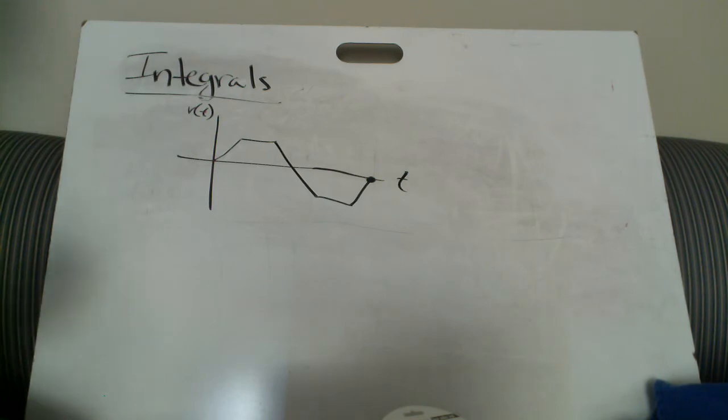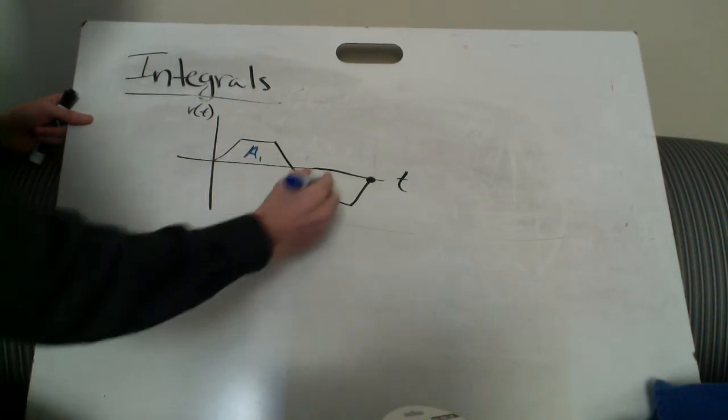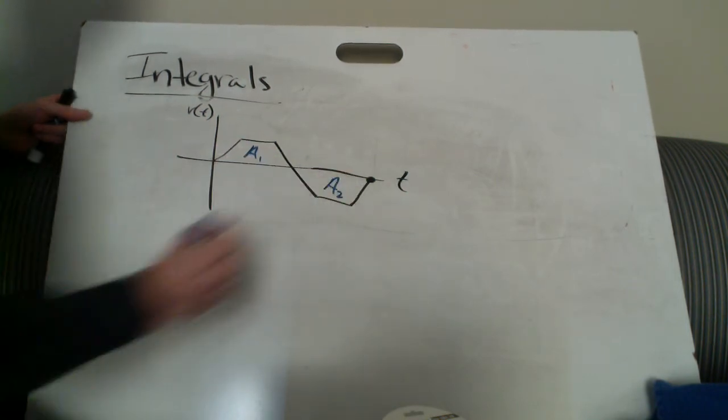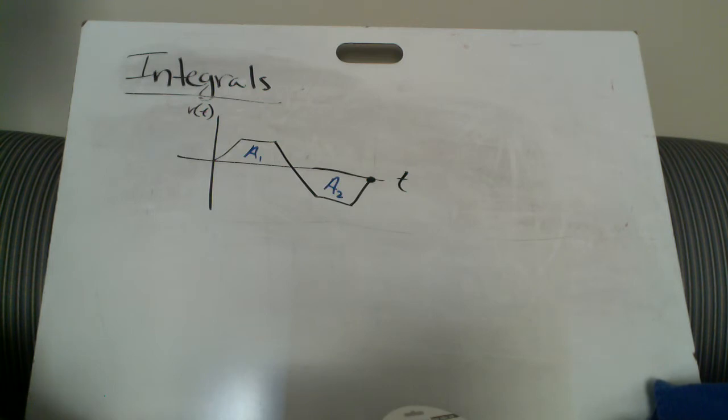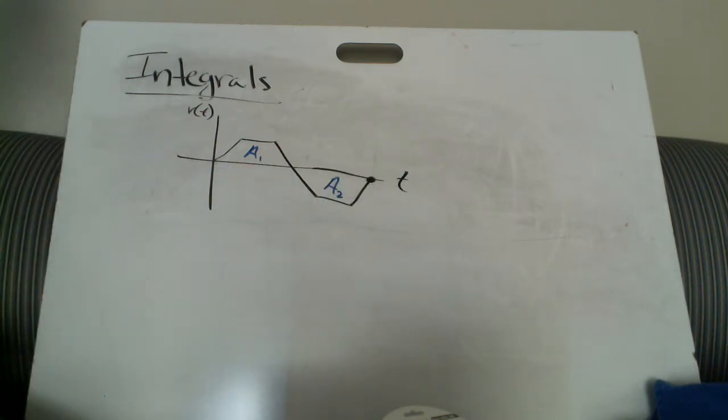So if you were to calculate this area here, which we could do, right? This area is something, I'll call it A1, and this area is something else, I'll call it A2. And if I asked you to tell me the displacement on this whole interval, we wouldn't add the areas together because that'd be kind of silly. Here you're moving to the right, here you're moving to the left. If you added them together, you'd be saying you're moving to the right in both cases.